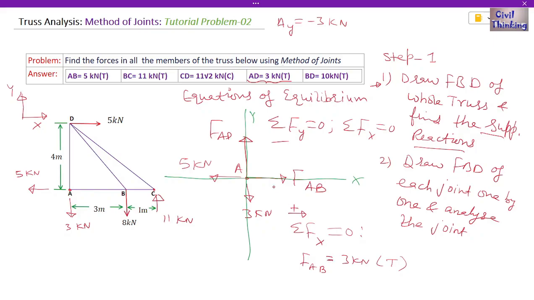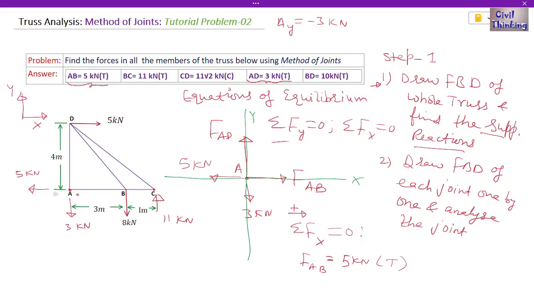So let us see the answer, the force in AB is, no, this is 5, right? This is 5, not 3. So our calculations are right, okay.